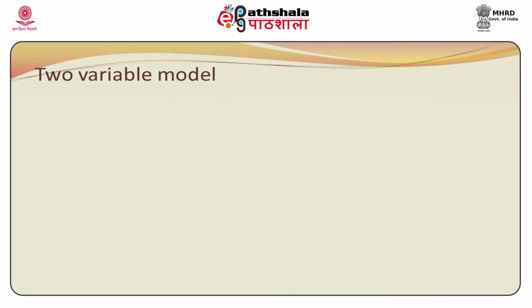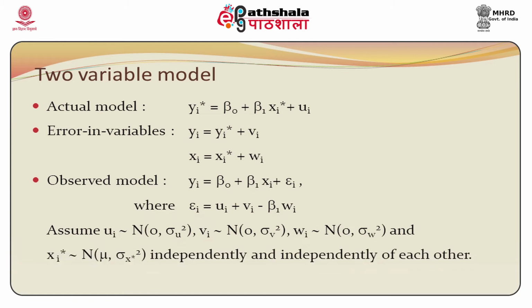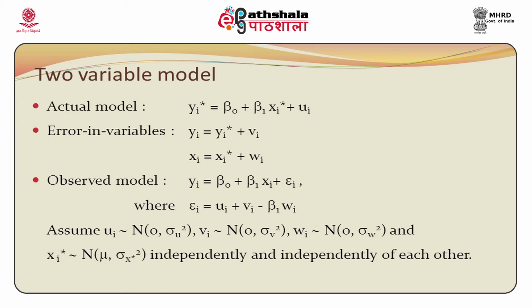Now, let us illustrate the problem through a two variable model. Let the actual model be yi star is equal to beta naught plus beta 1 xi star plus ui. Ui is the model error, and yi star and xi star are the true values of the response and the explanatory variables respectively. So this is the actual model that we want to study. Now, both this yi star and xi star cannot be observed as they are. What we observe is yi, which is yi star plus vi, where vi is an error. So yi star is true and yi is error contaminated.